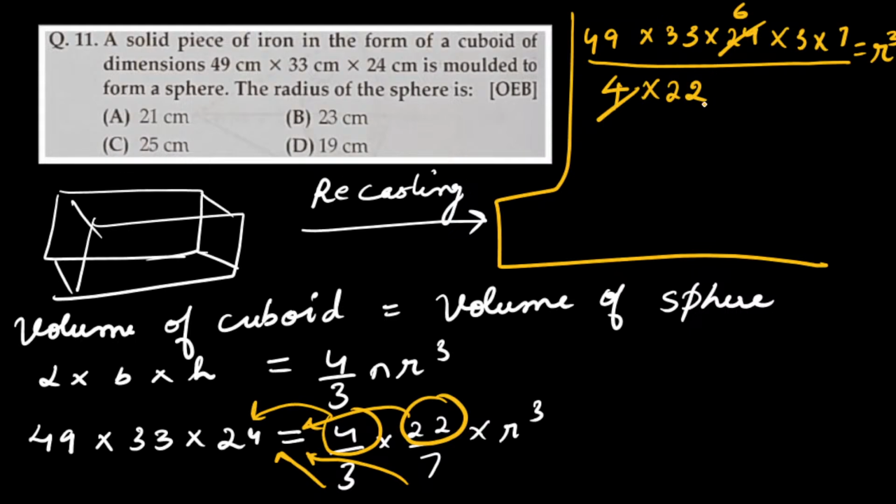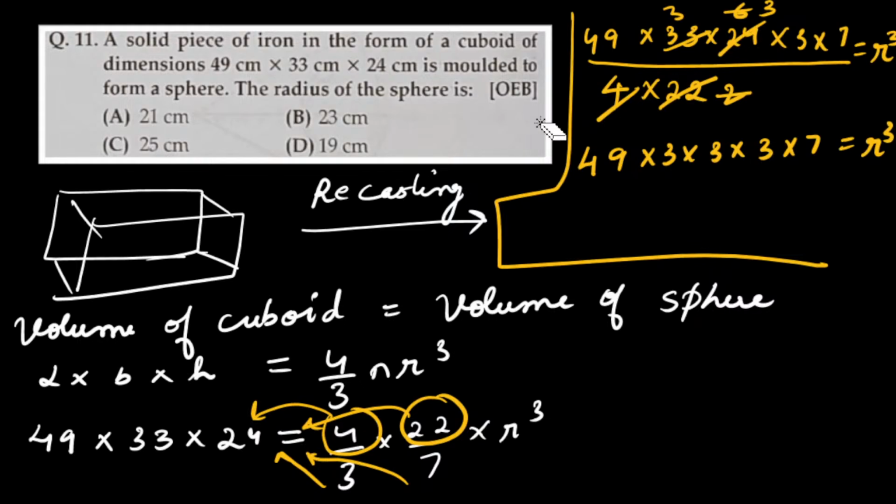Now this one on 7th table, on 11th table we can do 11 into 2, 11 into 3. Now we can do cancellation, 2 into 1, 2 into 3. Everything I have cancelled now. So what I have got is 49 into 3 into 3 into 3 into 7 is equal to r cube.